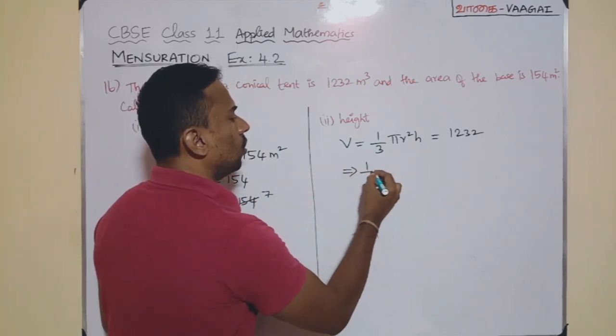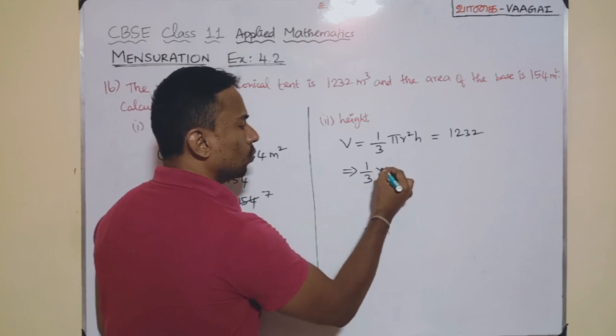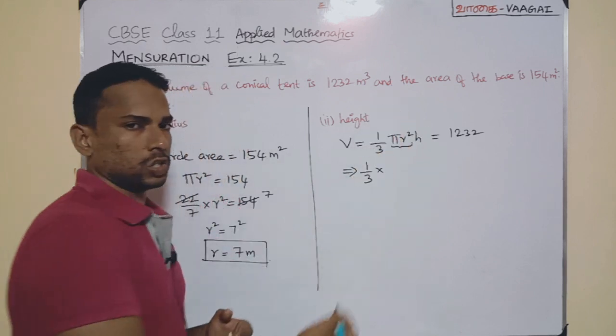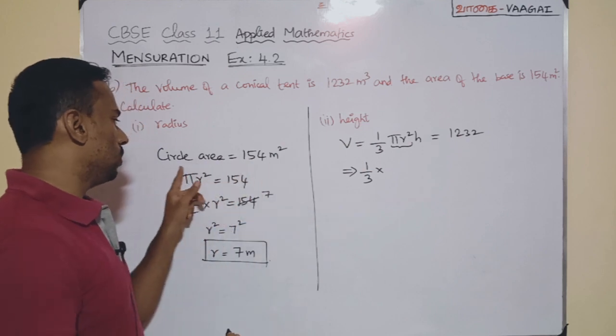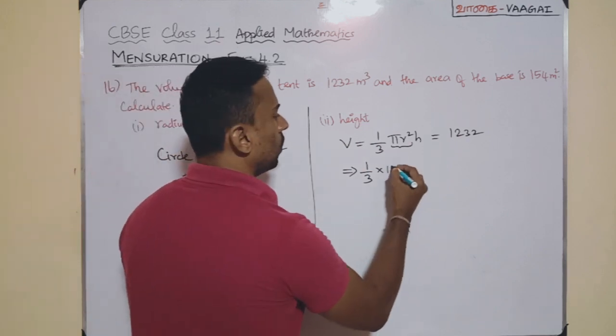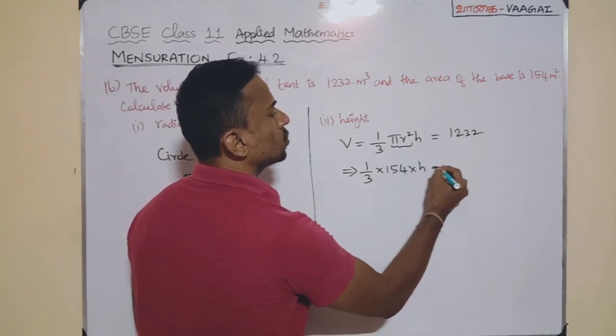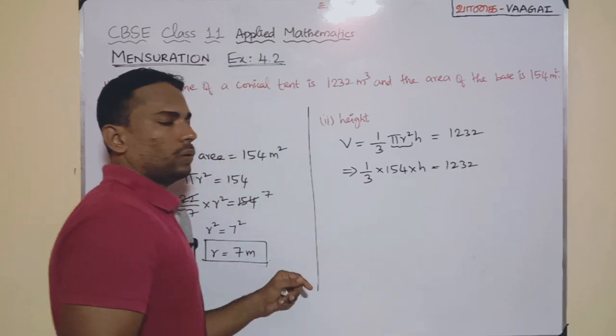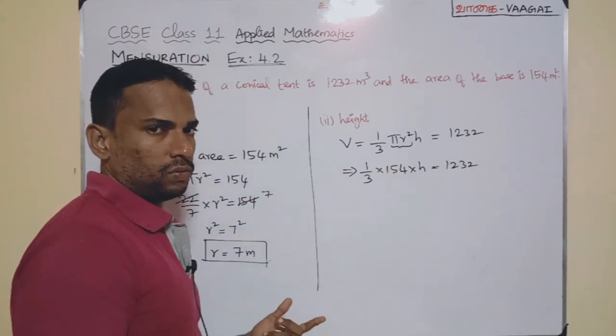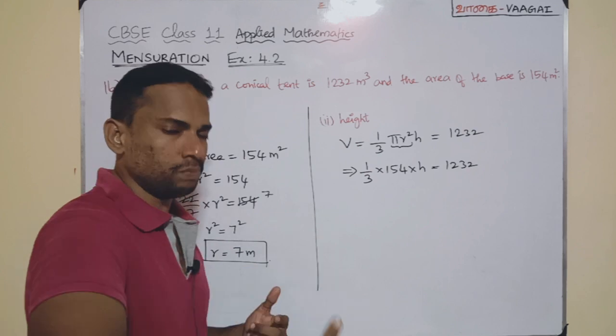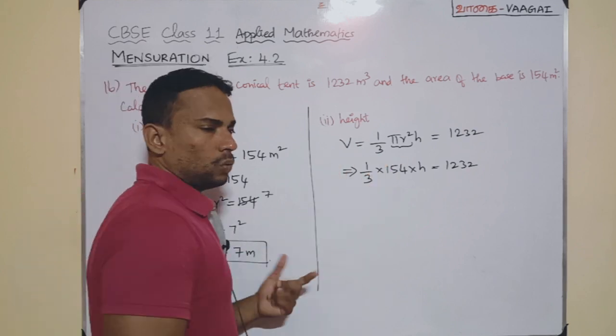Now from this I understand that 1 by 3 into, look at this, this is pi r square. Pi r square is already, we know, going to be 154. So 154 into h is equal to 1232. Now when I simplify this, I can easily get the value of h. I don't want to do the calculation from the beginning once again, I can clearly do it this way.